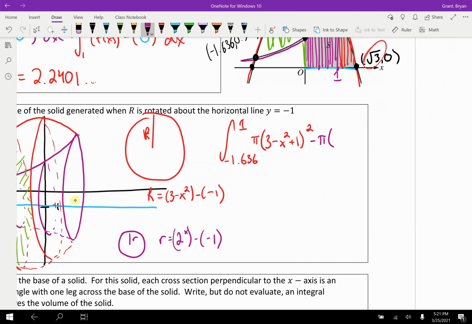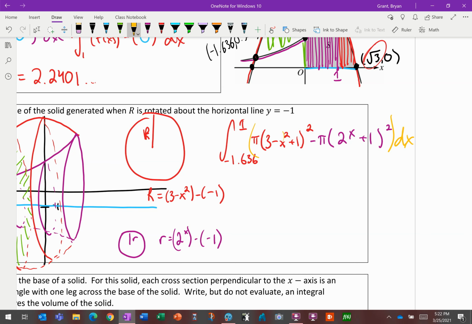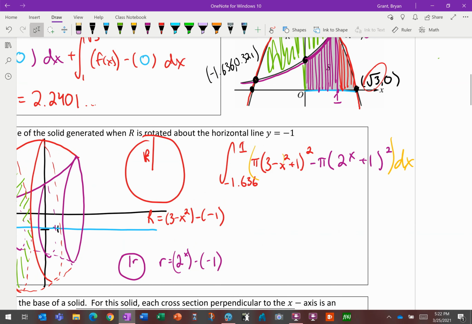So minus pi times the little r squared, which is 2 to the x plus 1, ending, of course, in a dx. Notice that you can factor out pi as well. And I think from here, we just turn to our calculator to finish all of this off. So notice on your calculator as well, we called this f of x, and this is g of x. So that might help you shorten things a little bit.